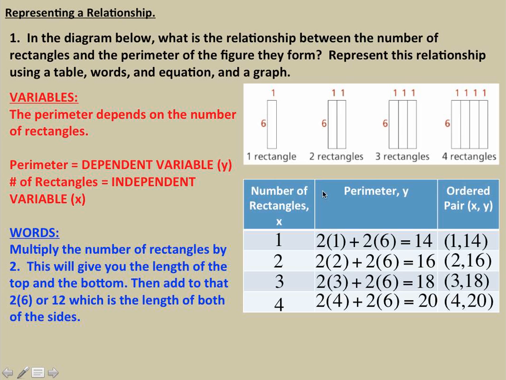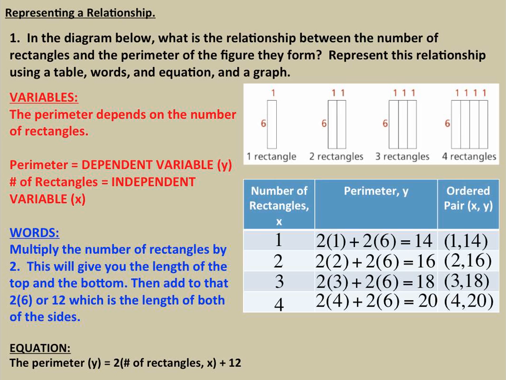All right. So whatever the number of rectangles was, I multiplied by 2, and that gave me the top and the bottom. Then add 2 times 6, or 12 basically, which is the length of both of the sides. So I always had 6 and another 6 for those outsides there. All right, for my equation, the perimeter is equal to 2 times the number of rectangles plus 12.